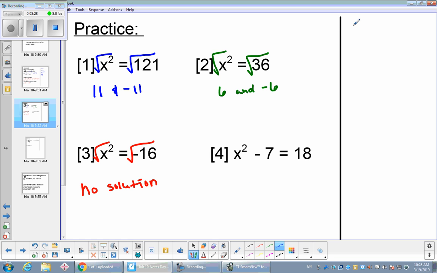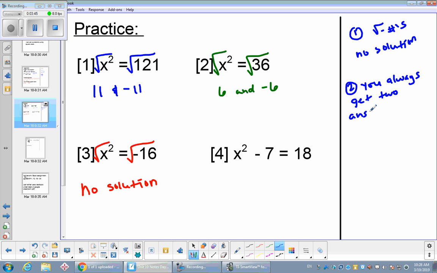We want to make a little note over here then. Square roots of negative numbers are no solution. That's our first big note. Second note, you always get two answers. And the third note I'm going to write is what we need to do on number 4. You need to make sure the x squared is alone before you square root.